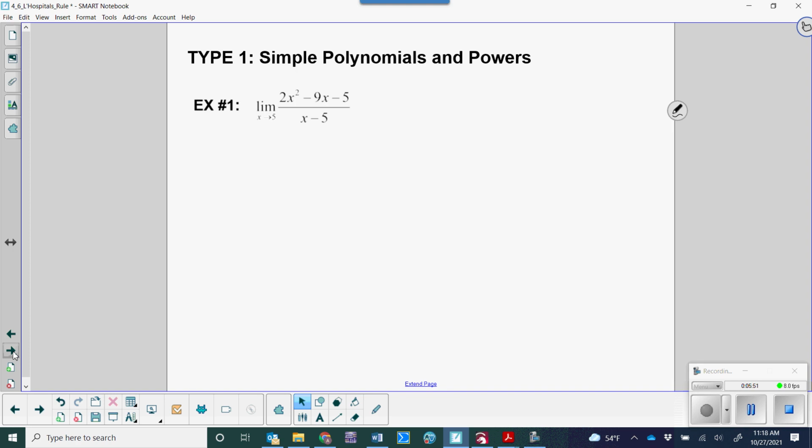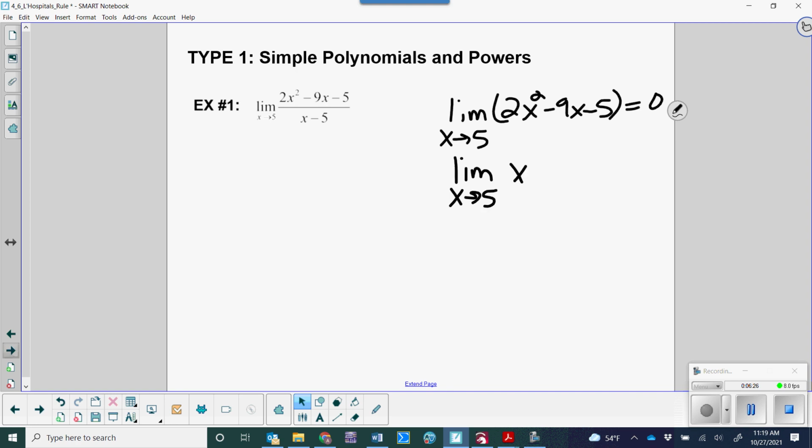So first thing we always do with every limit is we simply plug in. Well, it's super easy to see that the bottom is going to be 0. So what I'm going to do is over here to the side. I like to do it to the side. You can do it underneath, but I just go to the side and I'm going to say, okay, let's see what this limit is, the top. So I'm going to do the limit of the top. Well, I plug in 5 and I'm going to get 2 times 25, that's 50, minus 45 minus 5, which is 0. So then I'm going to go ahead and write the limit as x approaches 5 of x minus 5, which is the bottom, is also 0.